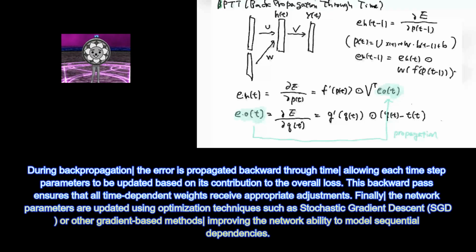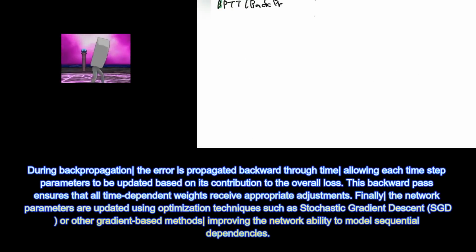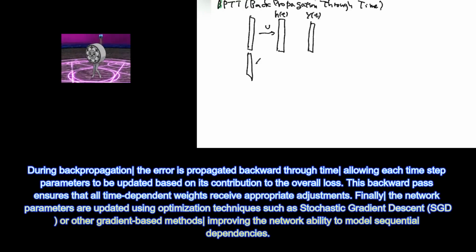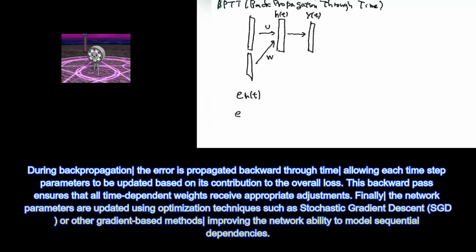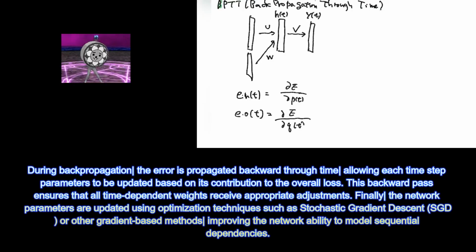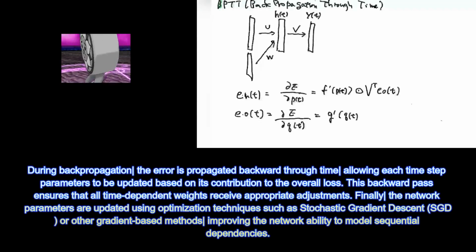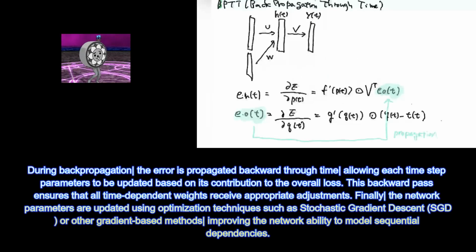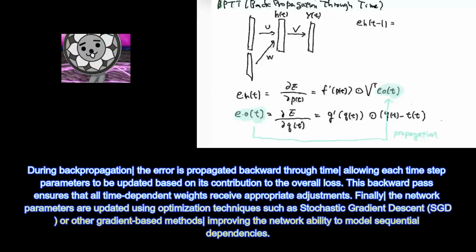During backpropagation, the error is propagated backward through time, allowing each time step's parameters to be updated based on its contribution to the overall loss. This backward pass ensures that all time-dependent weights receive appropriate adjustments. Finally, the network parameters are updated using optimization techniques such as stochastic gradient descent or other gradient-based methods, improving the network's ability to model sequential dependencies.